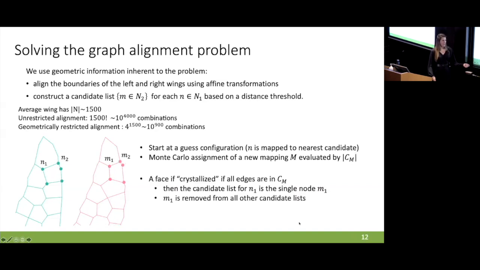And the way I narrow things down is I use these crystallized faces. So if I have this set of nodes in the first graph and I've mapped them to the set of nodes in the other graph in my mapping, then I say that, okay, obviously the only choice for N1 is M1, so I fix the candidate list of N1 to just be that one node, and I remove M1 from all the other candidate lists. So that kind of narrows things down and I can build up my matching set.